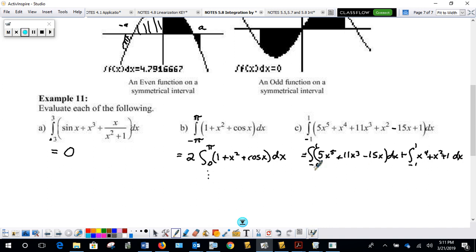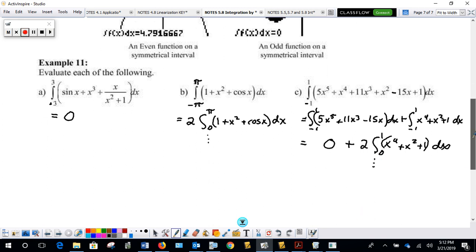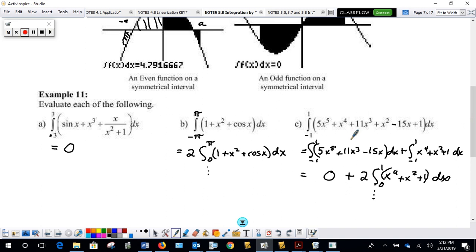Now, in this problem, all of the odds, because you have symmetry over the axis, this first one's going to be 0, plus this one I can do twice the integral from 0 to 1 of x to the 4th plus x squared plus 1 dx. So it simplifies the problem into something a little easier to solve. So I just thought we would mention that, just some little shortcuts for odds. And so that will wrap up our 5.8 notes. And so you should be ready to just practice and study for the test.